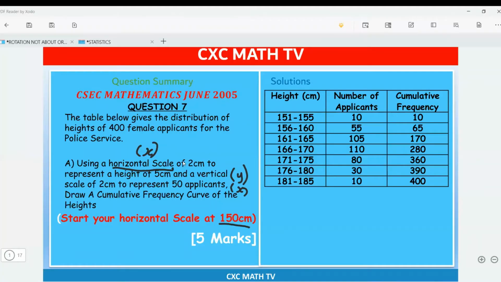So now that we have that out the way, now we can go ahead and actually start the question. Now, remember what we're doing. We're drawing a cumulative frequency curve. With a cumulative frequency curve, you always plot the upper class boundary and the cumulative frequency. So the cumulative frequency is your y, but then we're going to plot the upper class boundary as our x. In this case, the upper class boundaries are going to be 155.5, 160.5, 165.5, 170.5, and so forth. All right, so let's go ahead and plot those now.